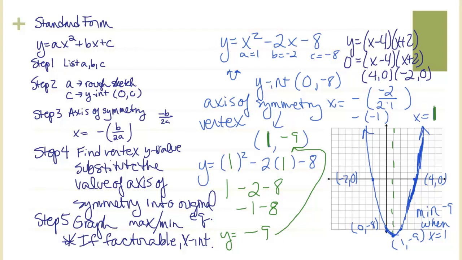Now if it's not factorable, you can just estimate the x-intercepts. Again, sometimes you might not have x-intercepts. Sometimes you might have one x-intercept. Sometimes your y-intercept won't be on the graph and you won't be able to graph it. That's okay. You can still tell me what it is.